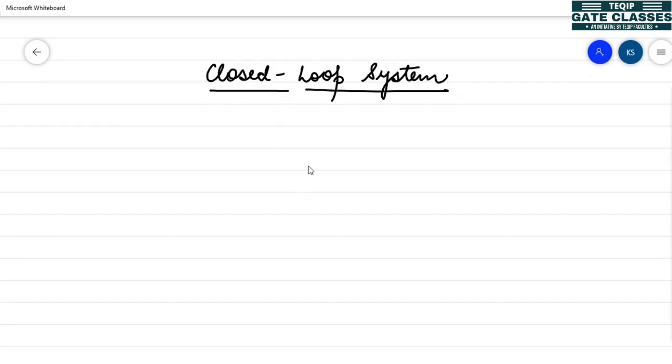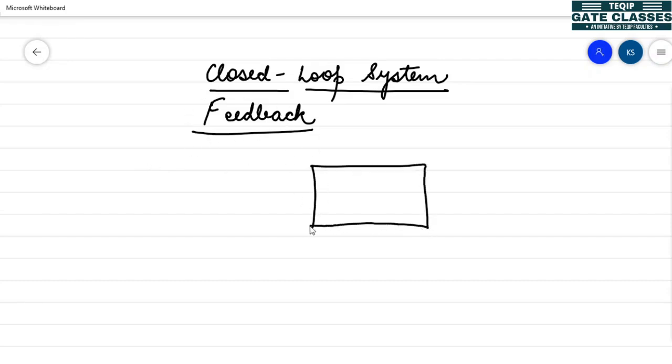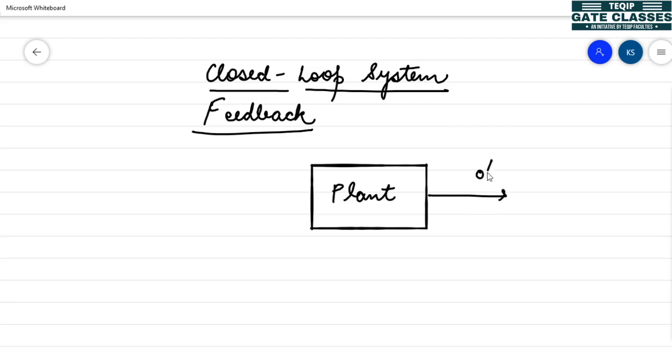So as I already told you, in open loop we are not taking any feedback from the system, but in closed loop system we are taking feedback from the system. So it is also known as feedback system. I have taken a block diagram representation for closed loop system. This is the plant. This is the output of the plant.